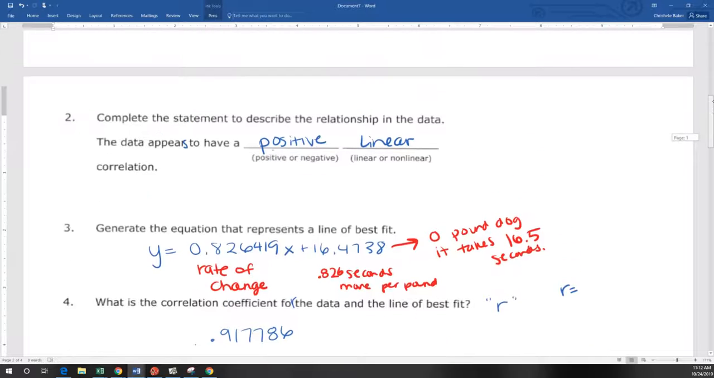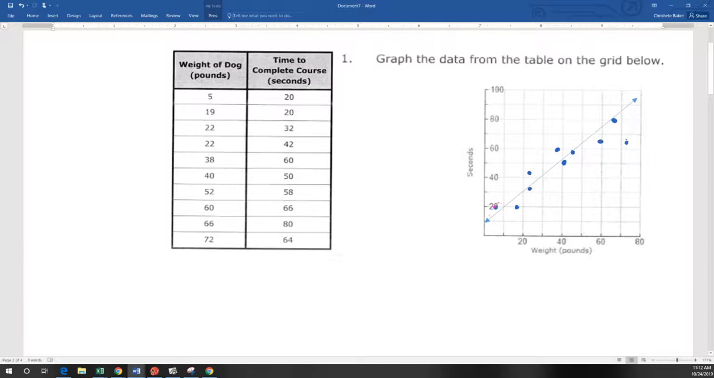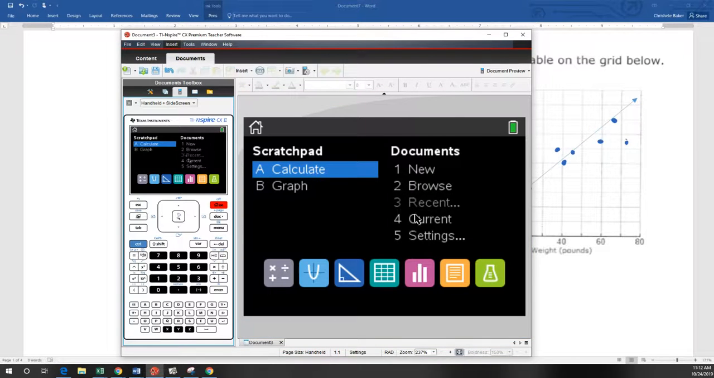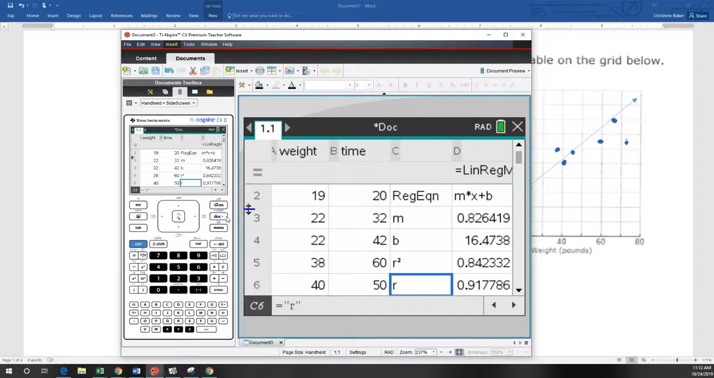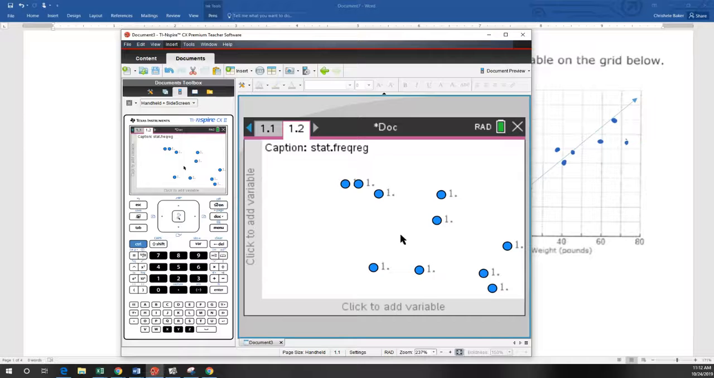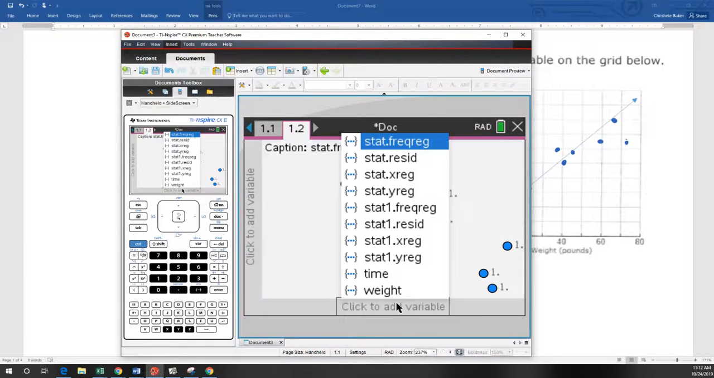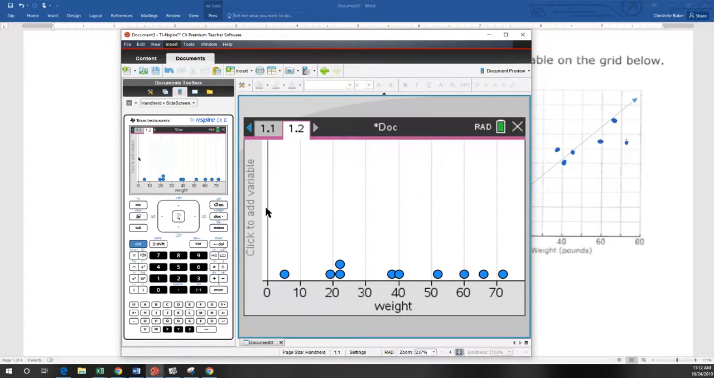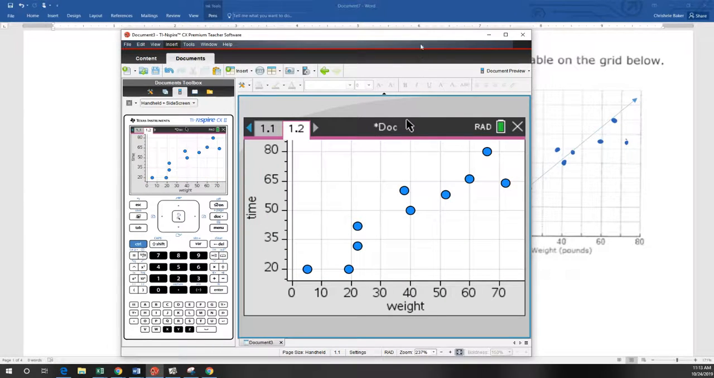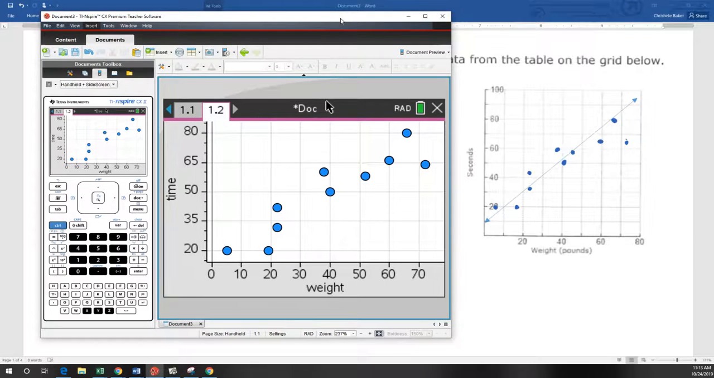Okay, I want to show you one more thing in the calculator, because you know how we got this scatter plot and this line? I can actually have the calculator do that part for me. So if I go back to my current document and I go to Document, Insert, Data and Statistics, it's going to make me a nice little scatter plot here. So if I go down here and click, we said that weight was our x value and time was our y value, and that's pretty much the same exact thing that I had graphed.